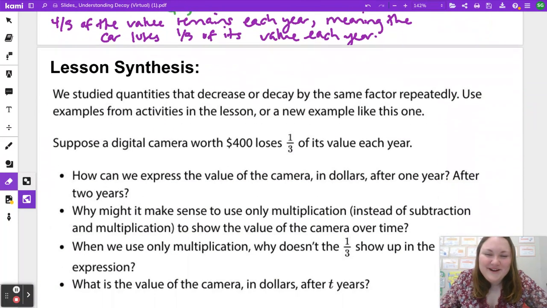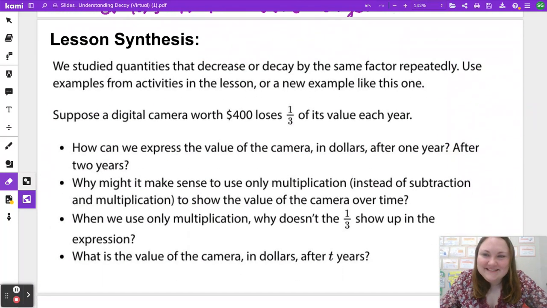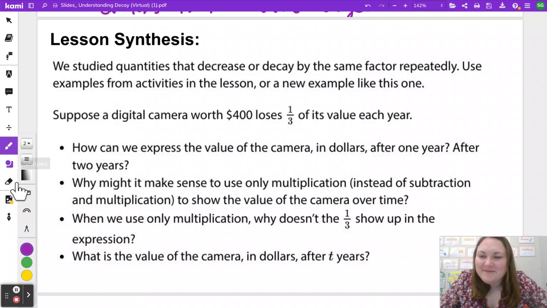So to summarize what we had talked about in this lesson, it really makes the switch from exponential growth to exponential decay. In this lesson, we were talking about quantities that decrease or decay by the same factor repeatedly. We had looked at this one about the car just now, where the car is losing value over time. And then there's this example here that we are going to wrap up this lesson with.